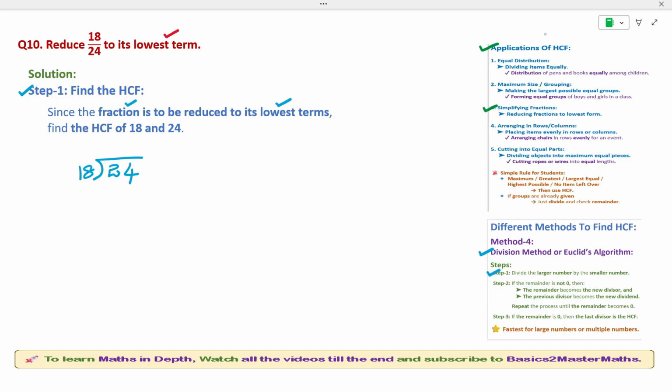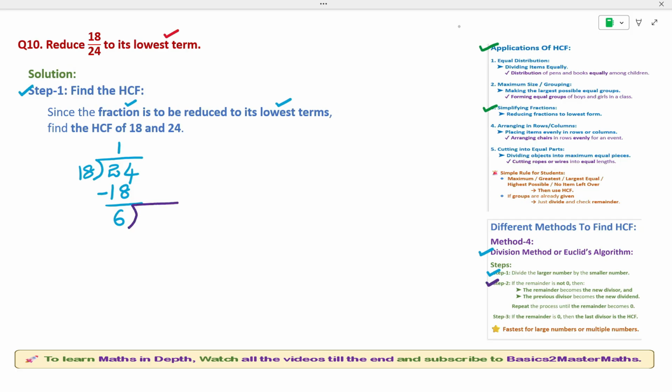Step 1. Divide the larger number by the smaller number. In this case, when we divide 24 by 18, we get 1 as the quotient and 6 as the remainder.